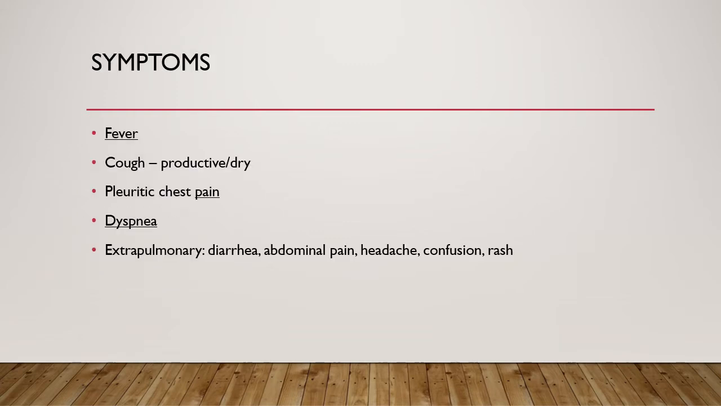The main symptoms a patient presents with include fever, a cough which may be productive or dry. The patient may have pleuritic chest pain, maybe dyspneic. Some types of pneumonia lead to extrapulmonary features like diarrhea, abdominal pain, headache, confusion, or rash.